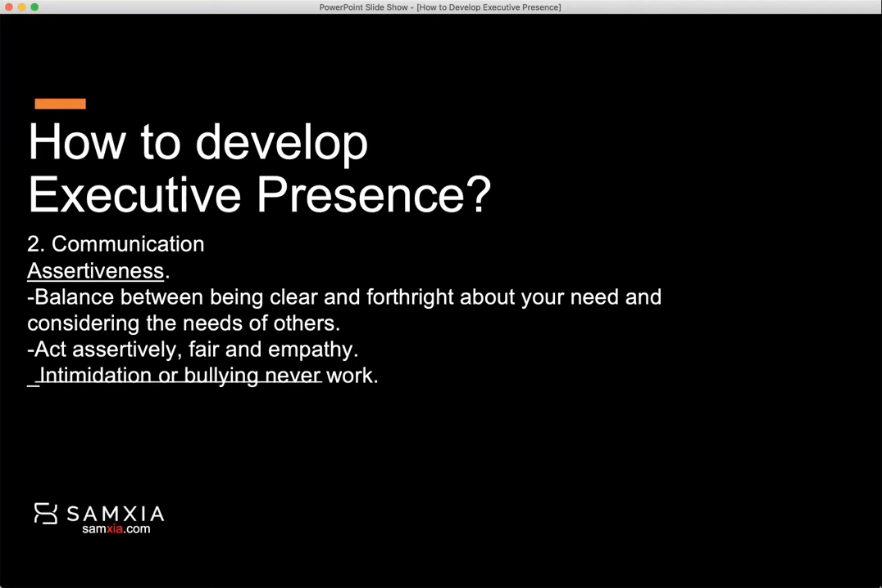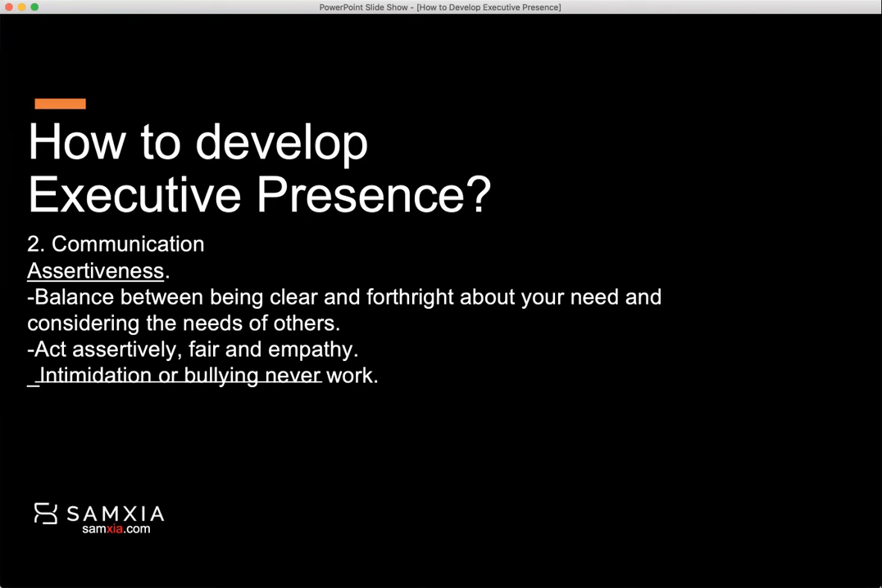However, some people are overly catering, overly trying to fulfill or meet other people's needs, forfeiting their own needs or the organization's ultimate or utmost need. And that is also not good. That is not assertiveness. That's not executive presence. So act assertively, also with fairness and empathy.